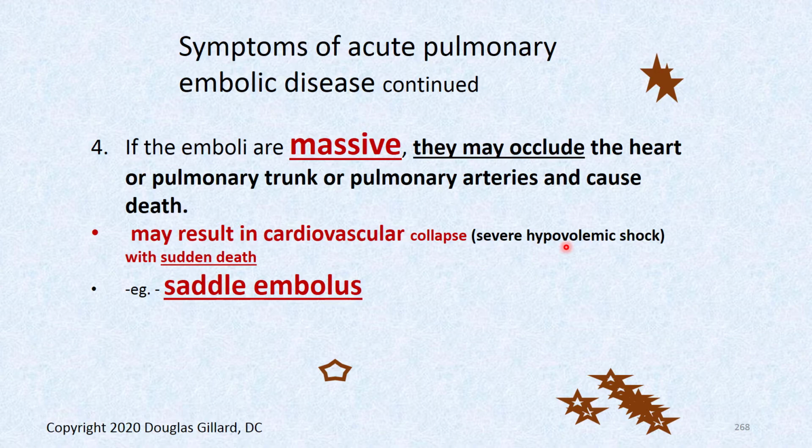What if a huge train of clot broke loose? It can be so big that it doesn't even make it into the lungs. It can get stuck in the pulmonary trunk, and that's called a saddle embolism.